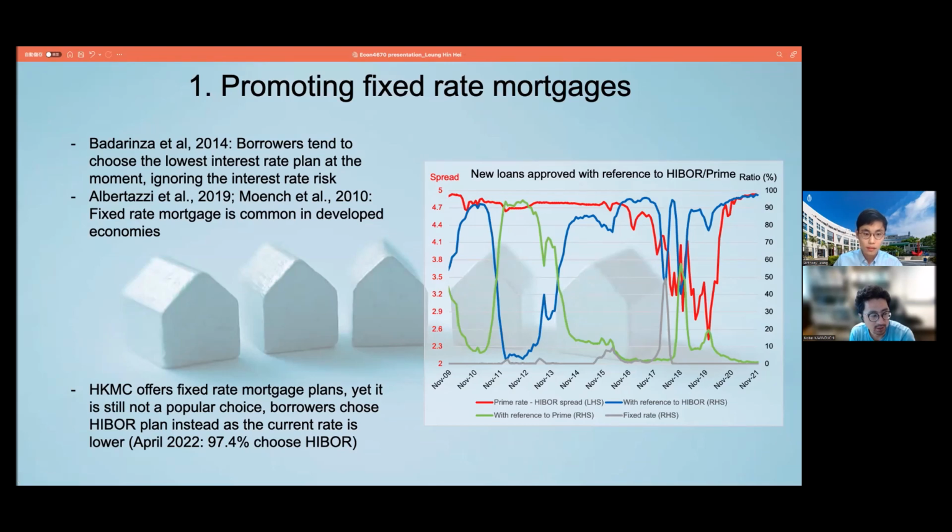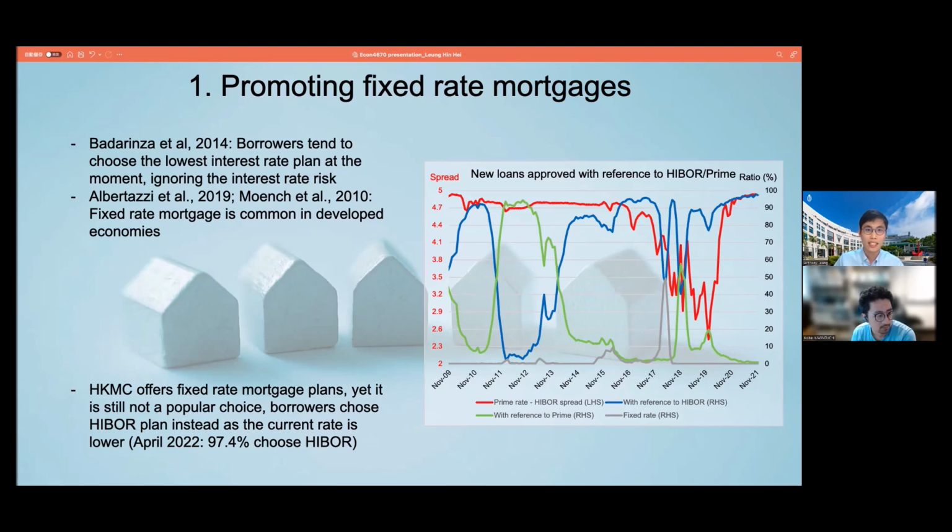Then why do you think banks do not adopt these kinds of loan schemes? I think it is similar to the point the scholar mentioned, that borrowers tend to choose the lowest rate. For the fixed rate mortgage, for example, people tend to be short-sighted: when they see which mortgage is cheaper, they will just borrow it.